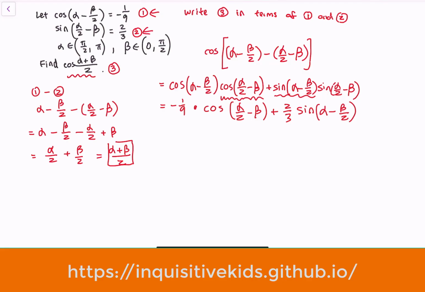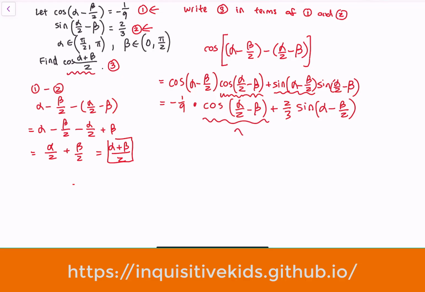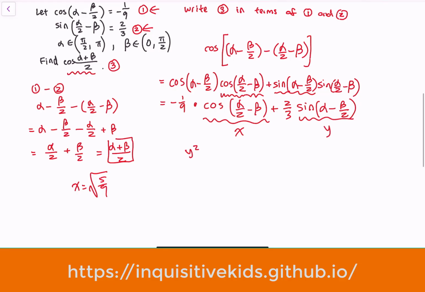So, using the Pythagorean theorem, let's call this cosine term x. We're trying to solve for it. We know that the sine of the same angle is equal to 2/3. So 2/3 squared plus x squared must be equal to 1. It means that x squared is equal to 1 minus 4 over 9. So x is equal to the square root of 5 over 9. And now let's try to solve for sine of alpha minus beta over 2. We can call this y. Y squared plus negative 1/9 squared, which is 1 over 81, must be equal to 1. So y itself must be the square root of 80 over 81.